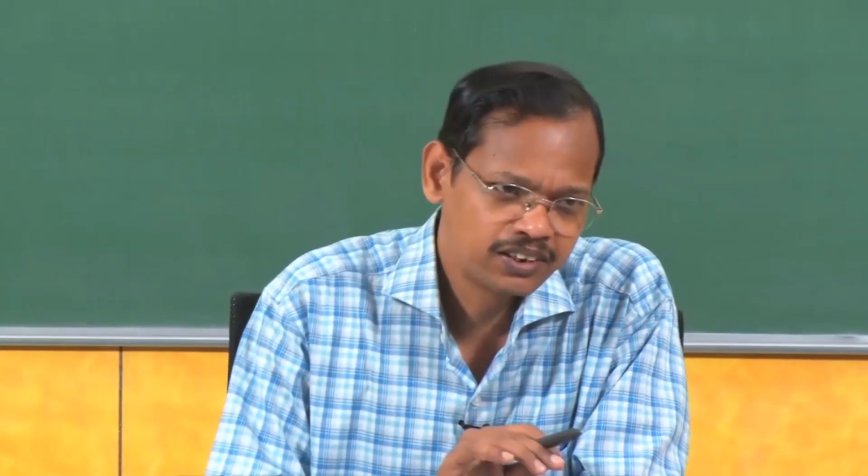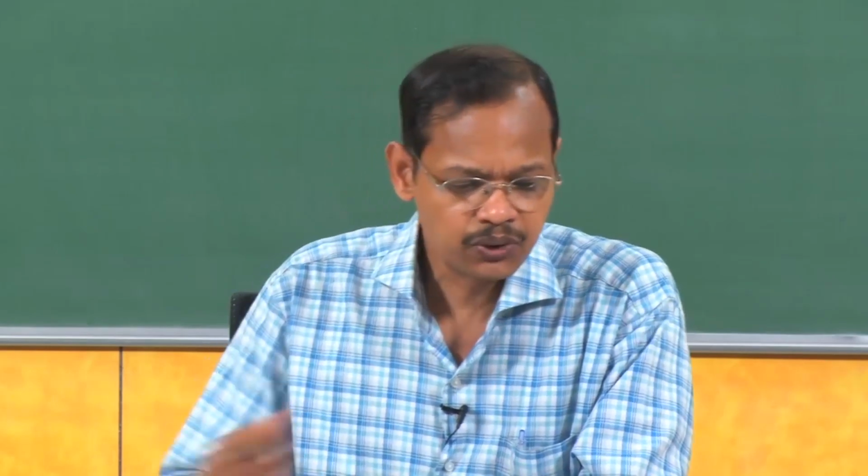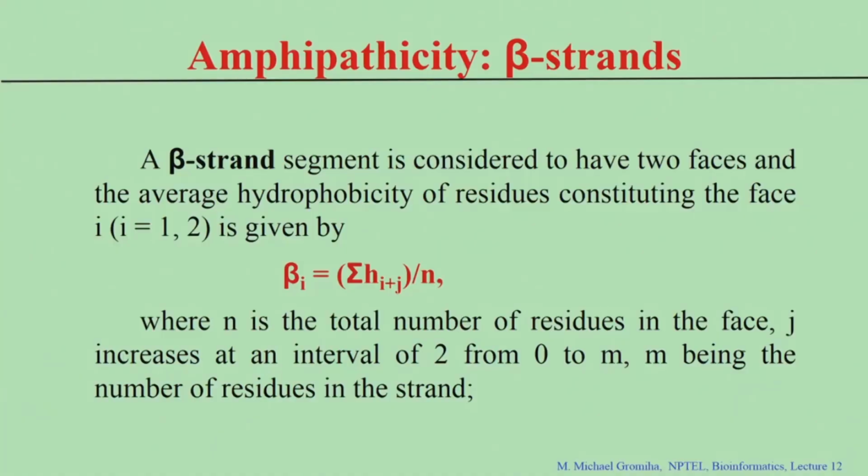This is for alpha helix. How about in the case of beta sheets? In the case of beta strands, you can see there are 2 phases, one is here, one is here, alternate phases. One has high and the other has low hydrophobicity.